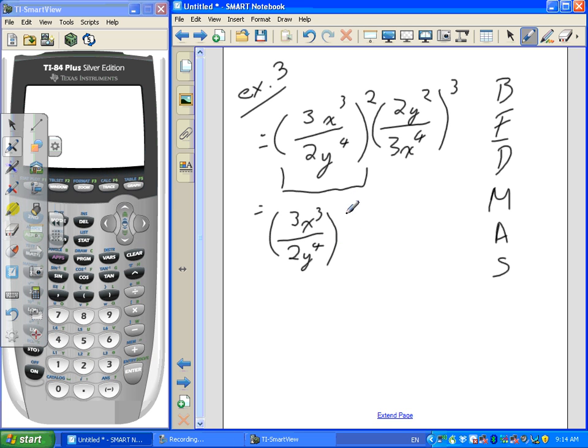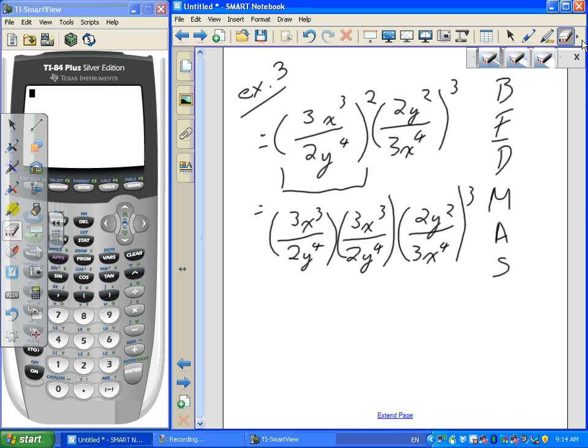Times 3x cubed 2y⁴. And then technically times our other bracket, we've got to make sure we bring it down. Just doing one at a time. So what I've done is, since this is to the power of 2, I've duplicated the base twice. The other way we could have done this, anyone know?